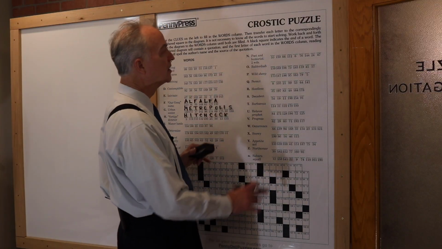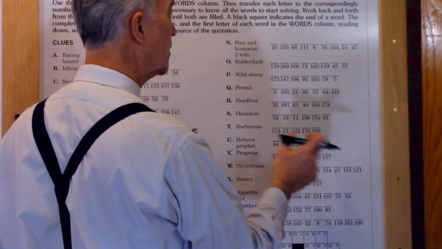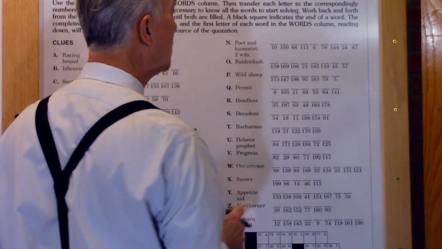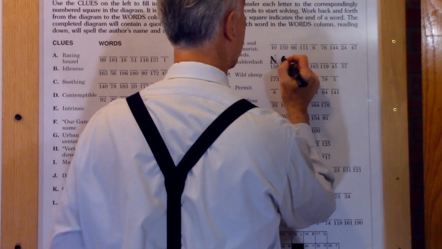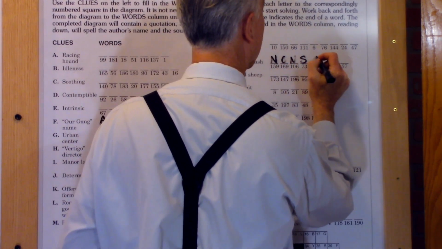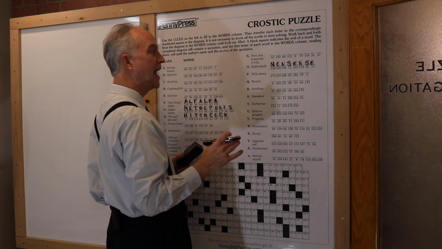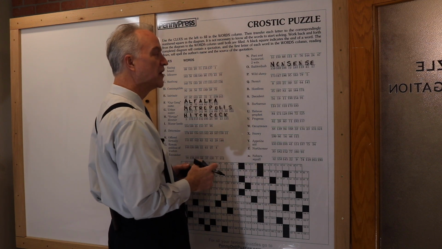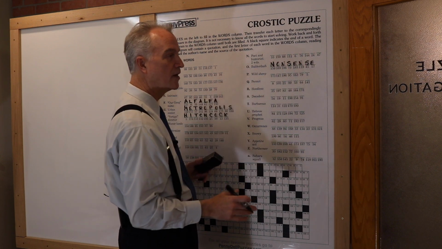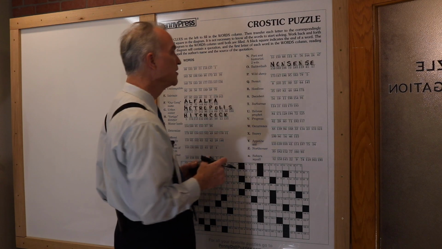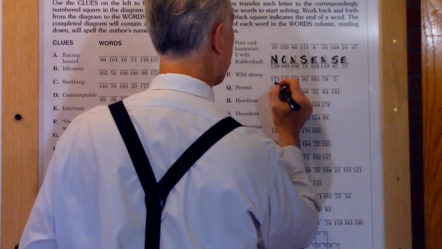Let's try the next side over here with the Crostic Puzzle. Poet and humorist, 2 words, no idea. Balderdash. How about N-O-N? We're going to try nonsense. Balderdash, nonsense. And again, what may happen as you put these words in and you start to transfer them into the grid, you may figure out, well, that can't possibly be the right word. And then you're going to have to come back and erase it and try maybe a different word. But I'm going to go with nonsense for now. Wild sheep, no idea. A permit, how about license?